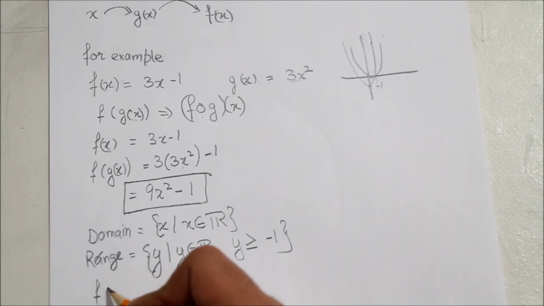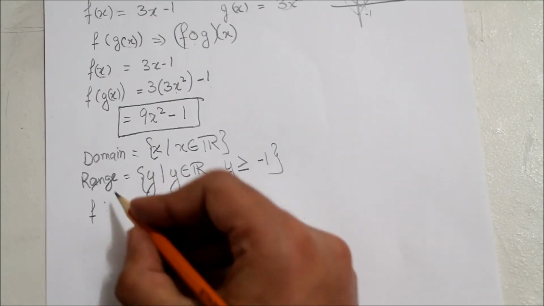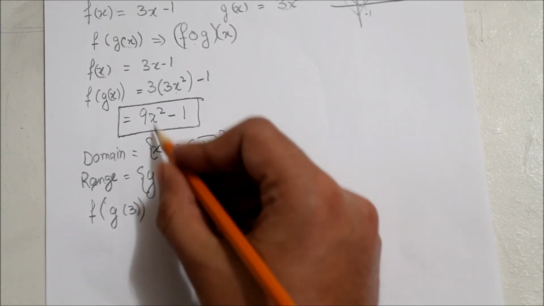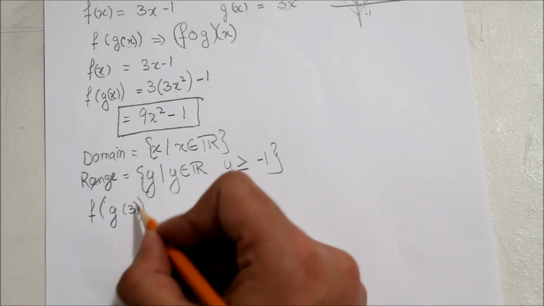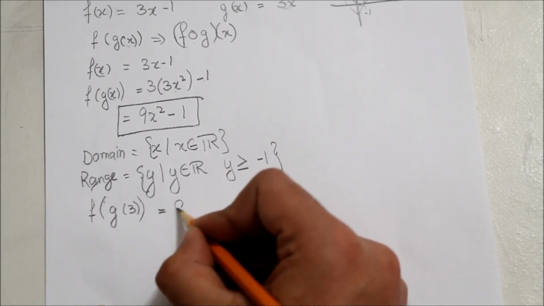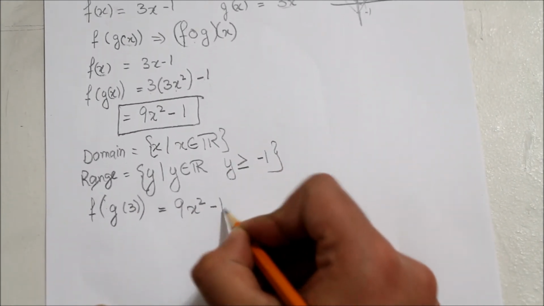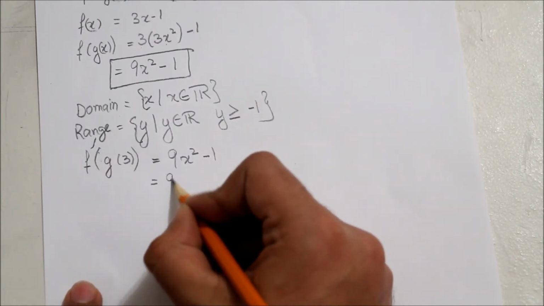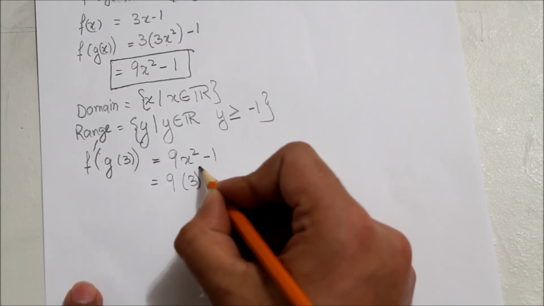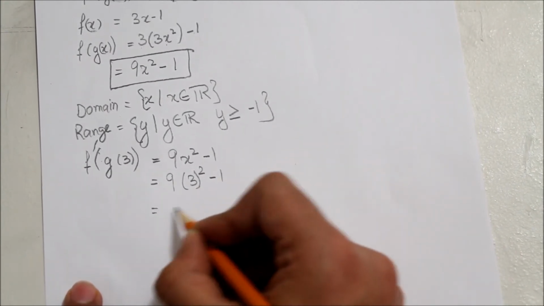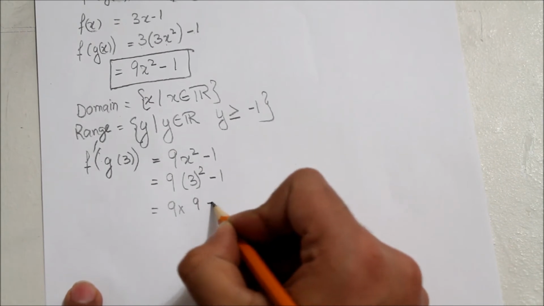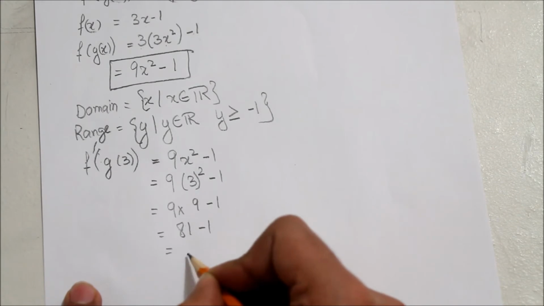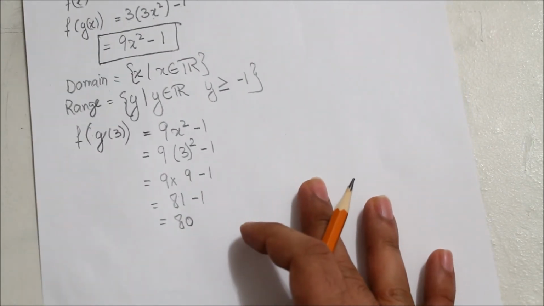Alright, f of g of 3. What we're going to do is in place of x we're going to put 3, because the x value is 3, so 9x squared minus 1 becomes 9 times 3 squared minus 1. And 9 times 9 minus 1: 9 times 9 is 81, minus 1 equals 80. There we have our answer.